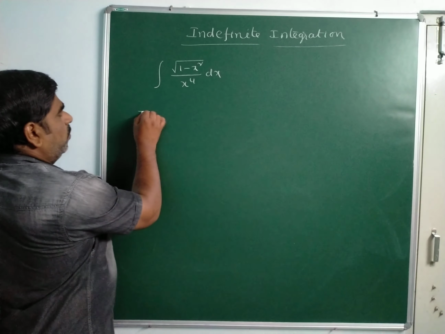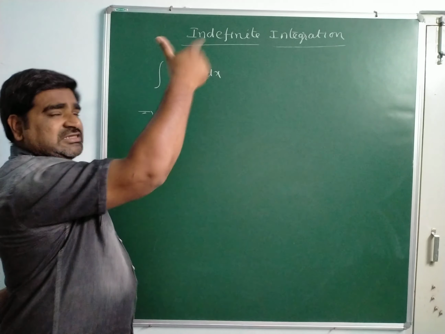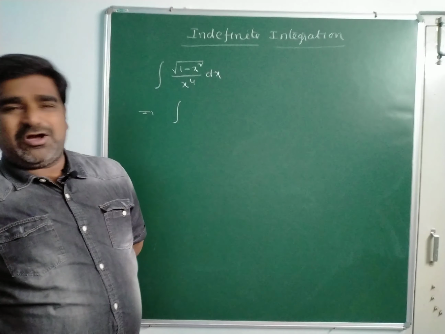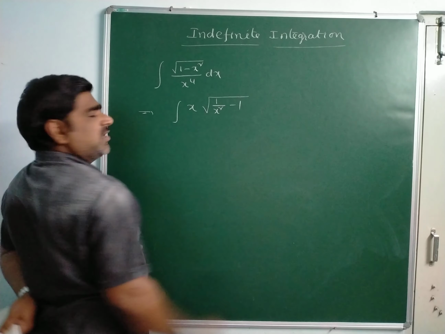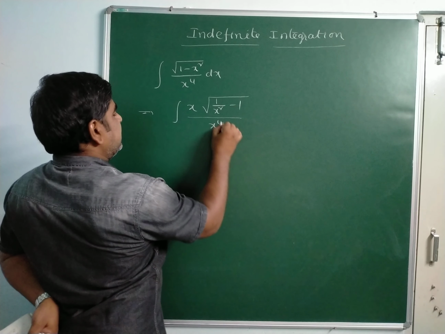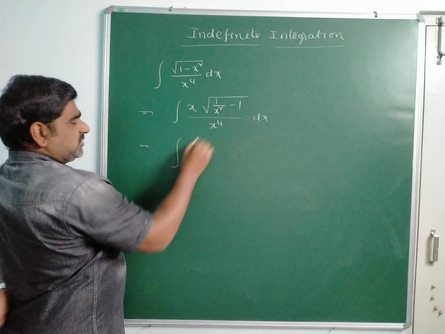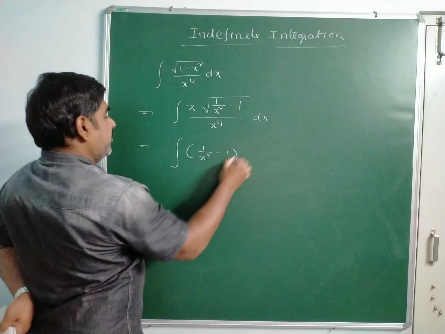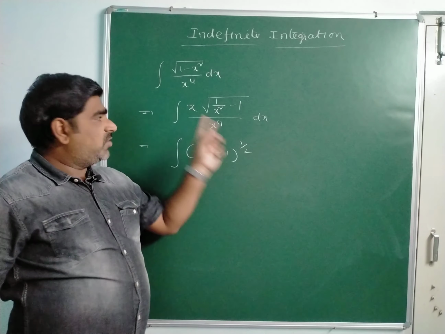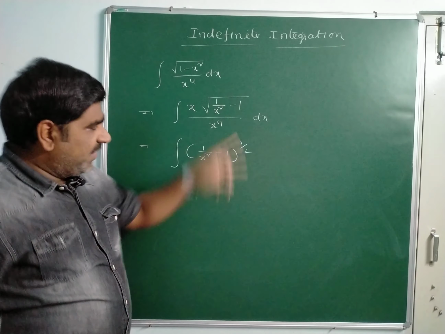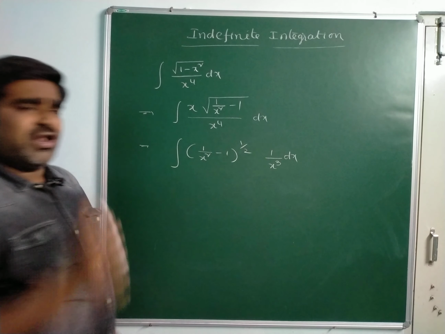So this is 1 minus x square whole to the power of 1 by 2. In this square root, what is the highest power of x? x square. Take x square as a common term. So we'll get x outside. It will become 1 by x square minus 1, whole by x to the power of 4 dx. Square root is nothing but whole to the power of 1 by 2. Now this x cancels x power 4. It will become 1 by x cube dx. Same model question.